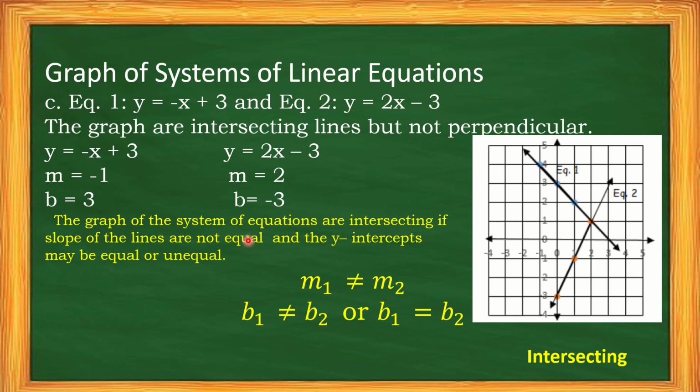The graph of the system of equations is intersecting if the slopes of the lines are not equal and the y-intercepts may be equal or unequal. In our case, the y-intercepts are unequal. But even if the y-intercepts are equal, as long as the slopes are unequal, it will form intersecting lines. So that is the condition.